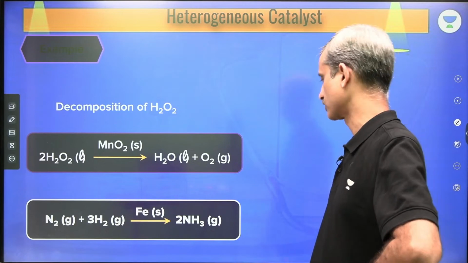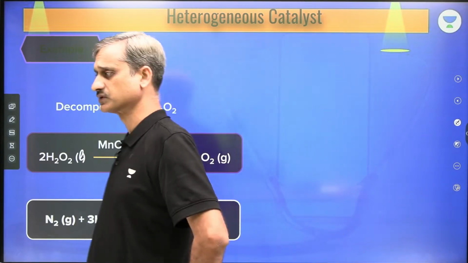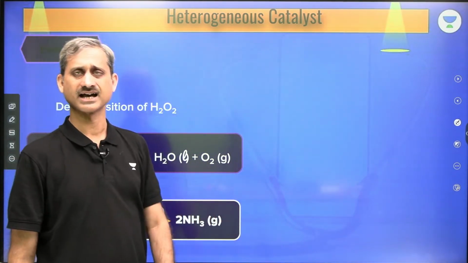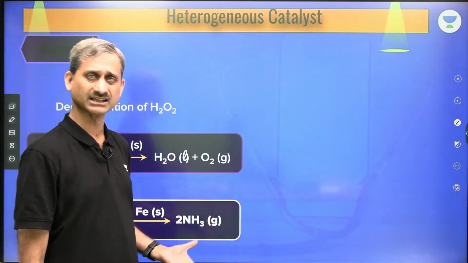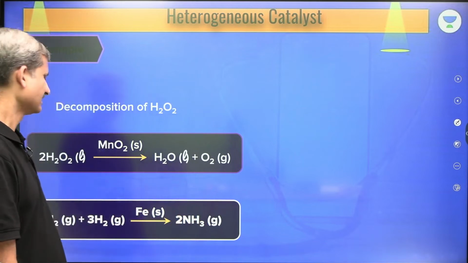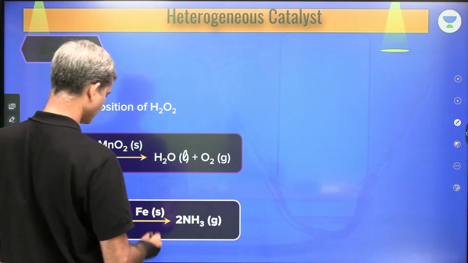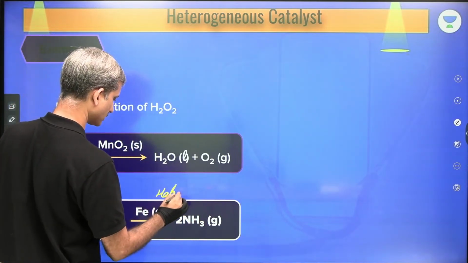Then the Haber's process of manufacture of ammonia, in which we are using iron molybdenum catalyst. Iron is a catalyst, molybdenum is a promoter. Nowadays we are using an oxide catalyst, in which iron oxide is a catalyst, and so many other promoters. So this is what we have as the Haber's process.